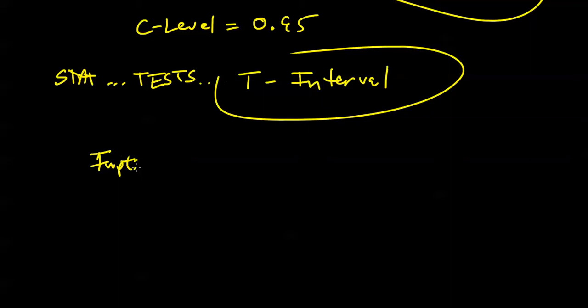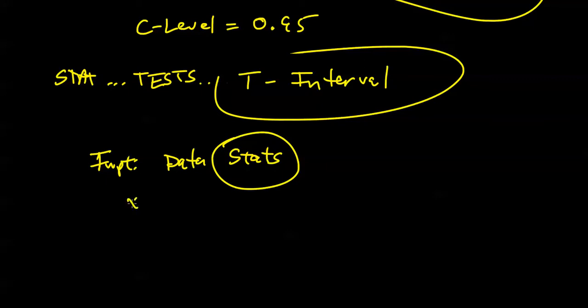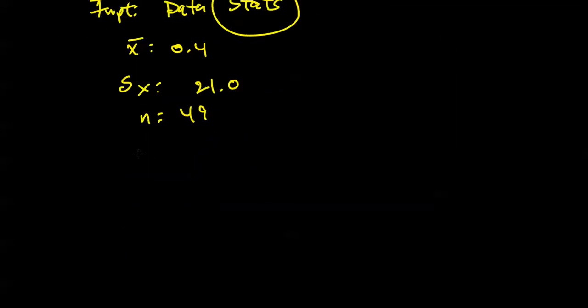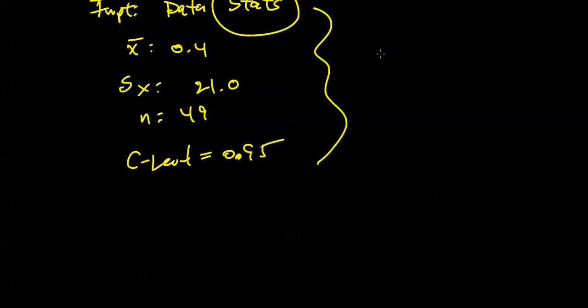For input, well, we are given summary statistics, so I'm going to want to highlight and select the statistics input mode. My x bar, my sample mean, is 0.4. My sample standard deviation is 21.0. The sample size is 49. The confidence level is 0.95. Alright, so if you punch all this out on your calculator it will return the following confidence interval estimate for mu.